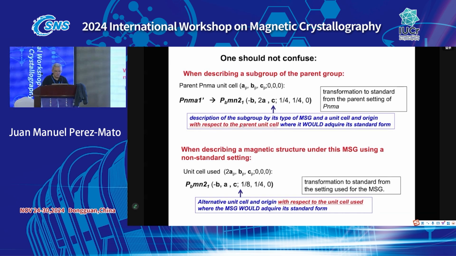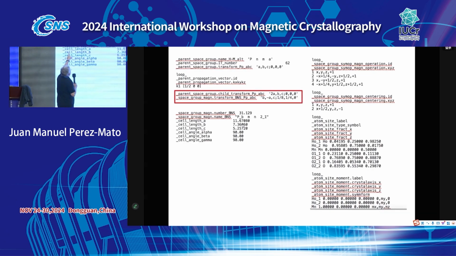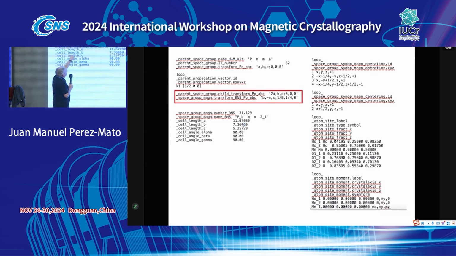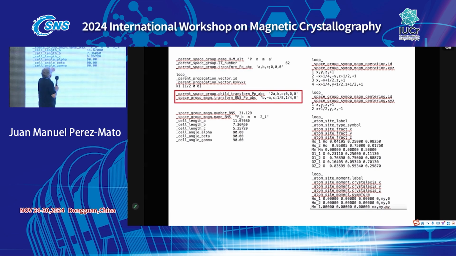So very important to distinguish these two things. And this you can see it in the C files, in these two info tags that you get in the maxi files. One to indicate your duplication of the 2A, your unit cell, which is indicated somewhere here. Okay, so your A here is double with respect to the original parent phase, and then the transformation to standard.